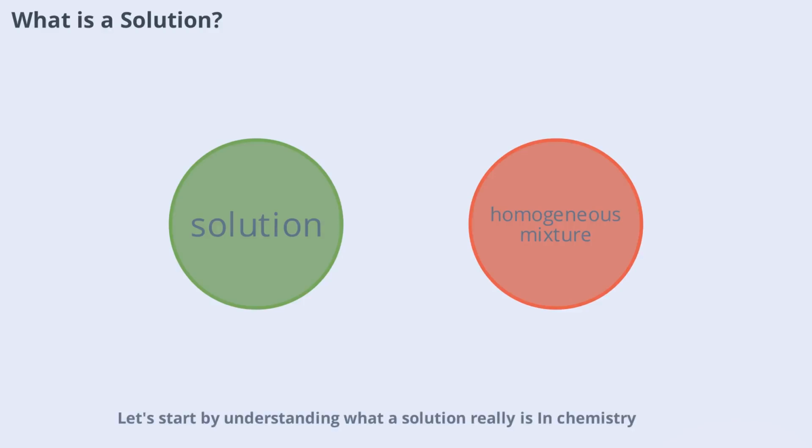Start by understanding what a solution really is. In chemistry, a solution is a homogeneous mixture where one or more substances, called solutes, are uniformly dispersed at the molecular or ionic level within another substance, known as the solvent. The key here is uniformity. No matter where you sample the mixture, its composition is the same. For example, when you dissolve salt in water, the salt particles are evenly distributed, making the mixture homogeneous.